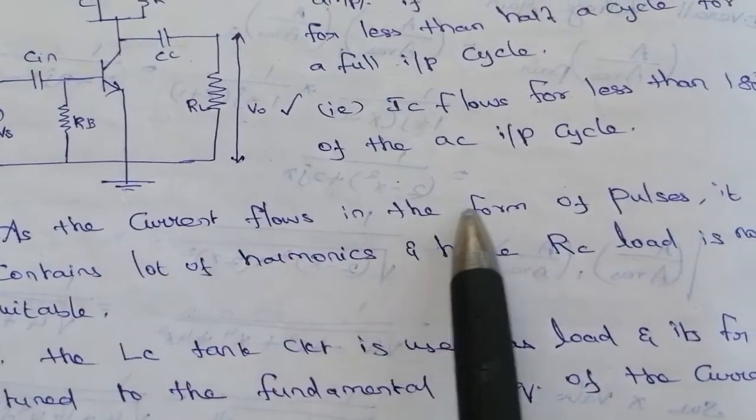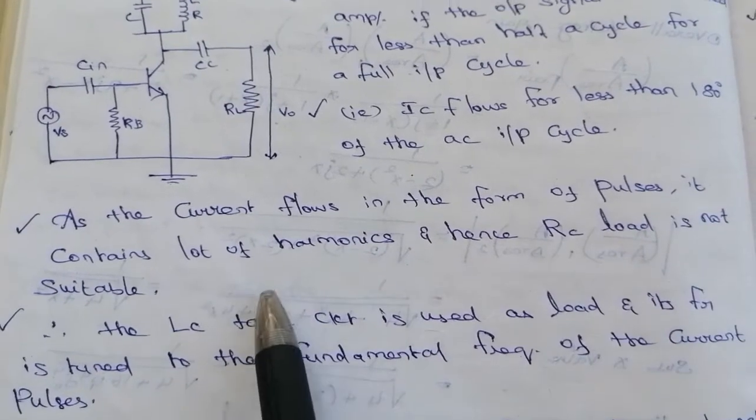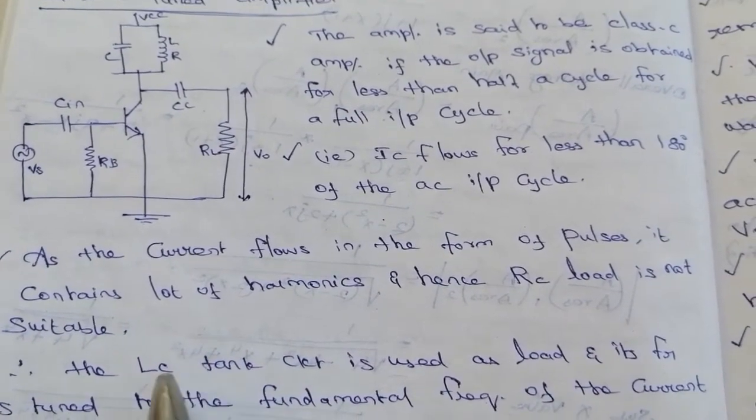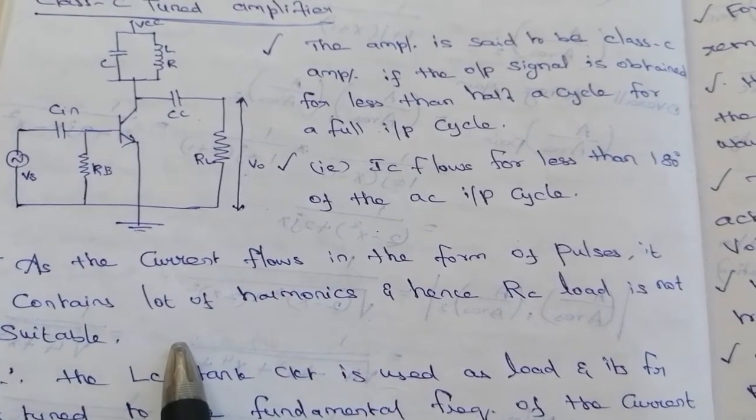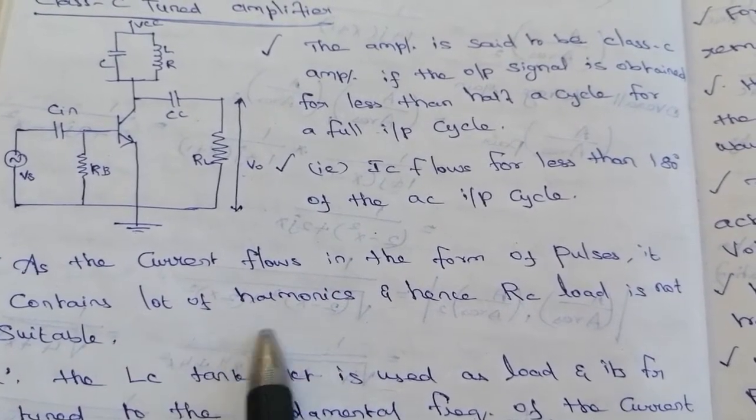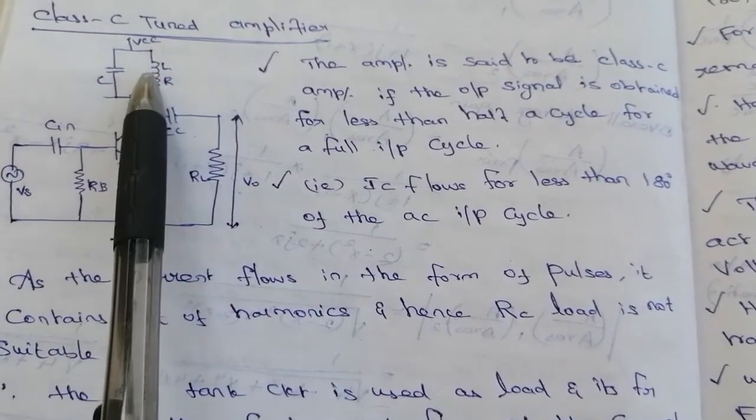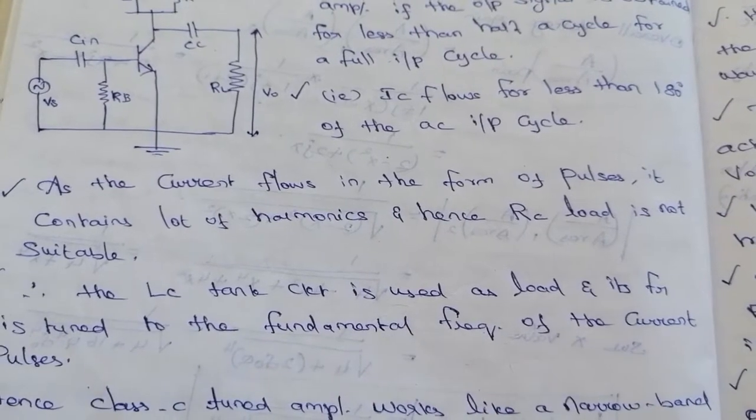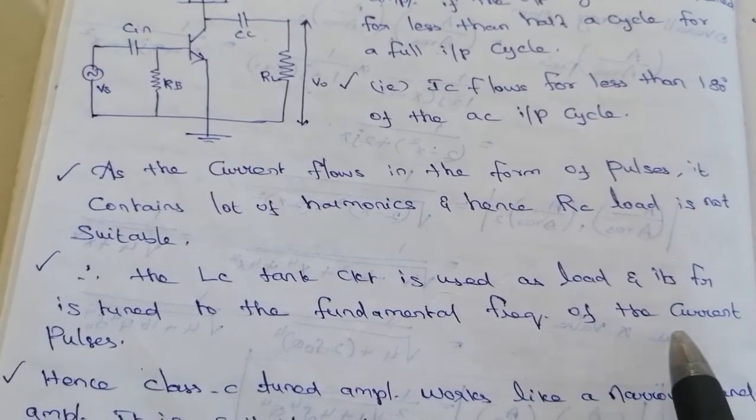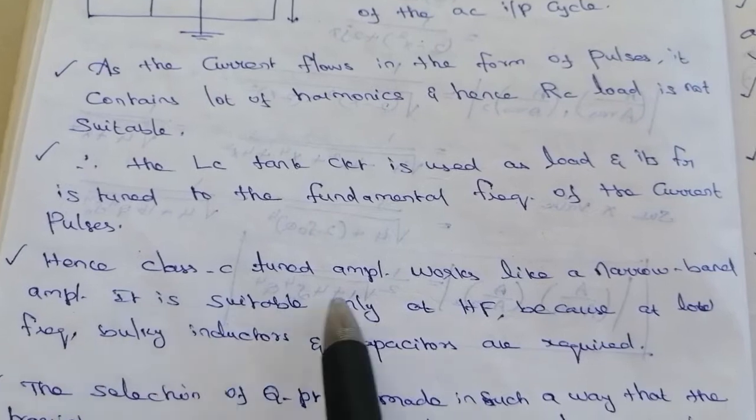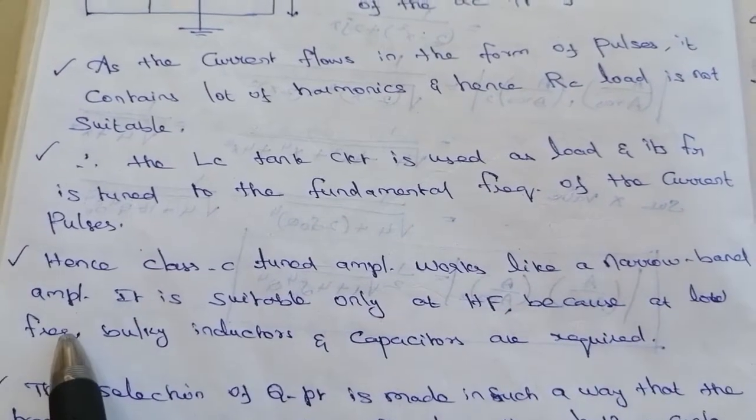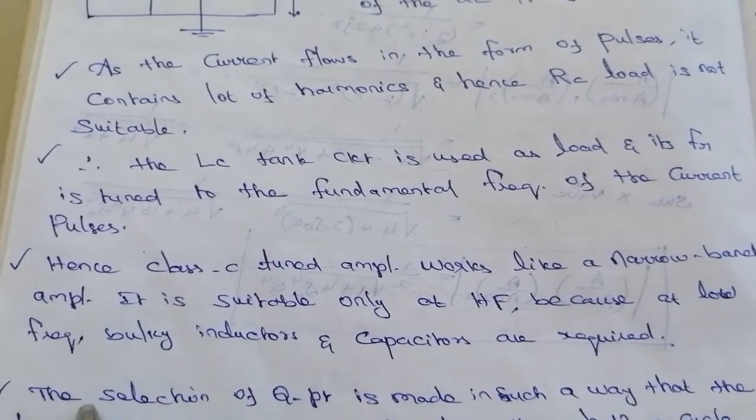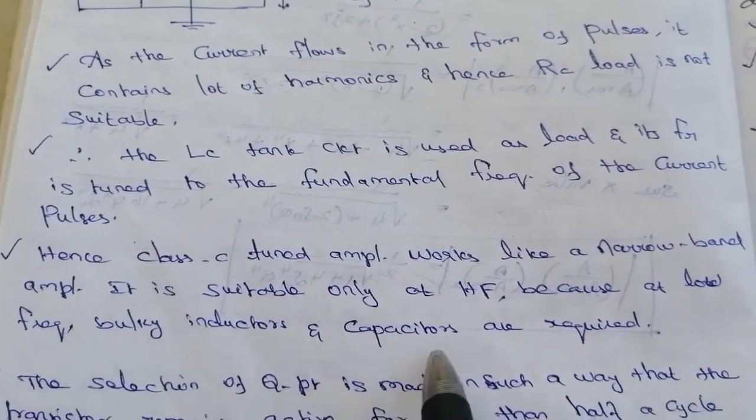As the current flows in the form of pulses, it contains a lot of harmonics, and hence an RC load is not suitable. So a normal class C amplifier contains a lot of harmonics, so the RC load resistance is not suitable. That's why we introduce a tank circuit as a load, and its frequency is tuned to the fundamental frequency of the current pulses. Hence the class C tuned amplifier works like a narrow band amplifier. It's suitable only at high frequency because at low frequency it requires bulky inductors and capacitors.